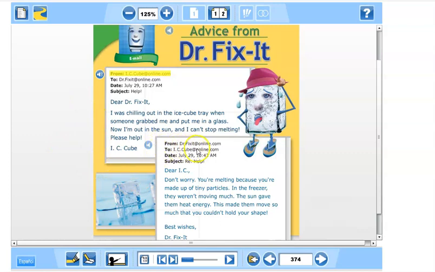So then we have Dr. Fixit replying to Icy Cube the same day, but a little bit later. See, that was 10:27, and now we're at 10:43, and the subject says re. Re means that he is replying to the original message. He's replying to the message help. So we have, Dear IC, don't worry, you're melting because you're made up of tiny particles. In the freezer, they weren't moving much. The sun gives them heat. This made them move so much that you couldn't hold your shape anymore. Best wishes, Dr. Fixit.